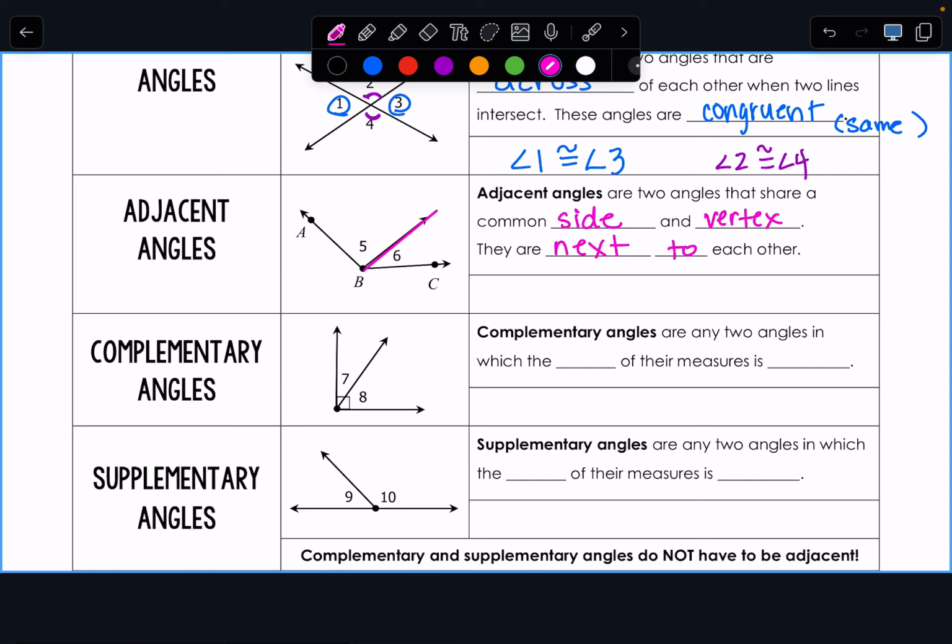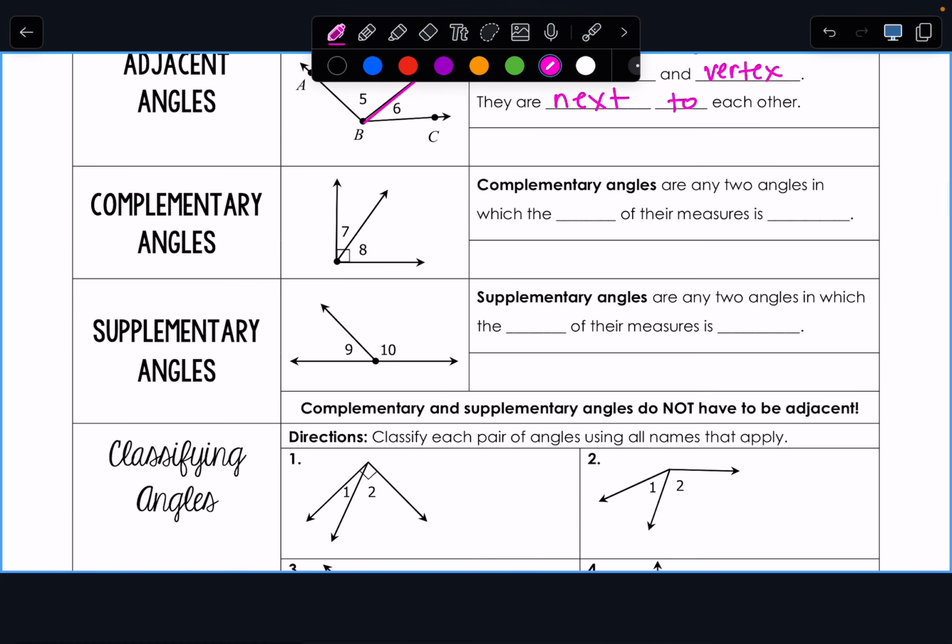Now, I think that you know the words complementary and supplementary from before, right? No? Yes? No? Okay. Anybody want to try to look at the picture and figure out what complementary means? Connor? The sum of their measures is 90 degrees.